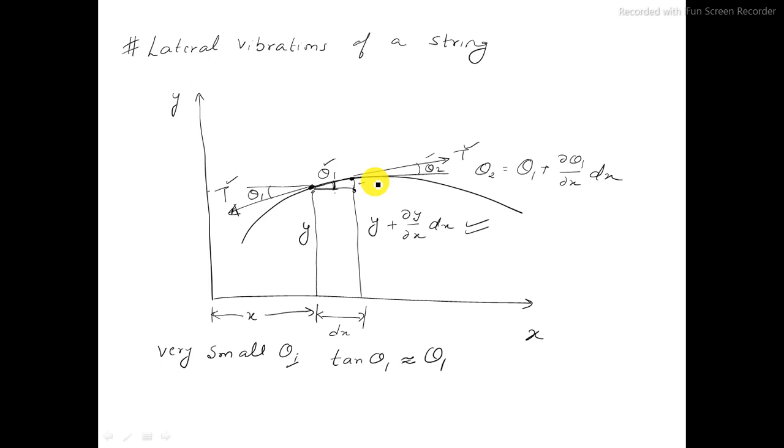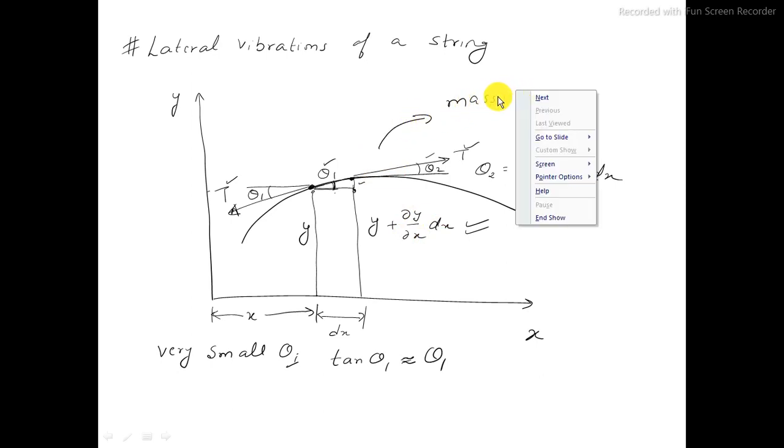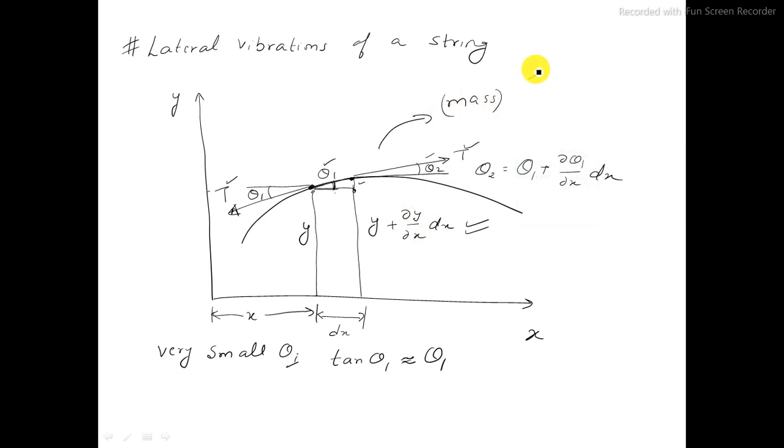So these are some assumptions. Also we will take the mass of the string as rho per unit length. Rho per unit length will be the mass of the string. We will assume that for 1 unit of length the mass of the string is rho. So these are the basic things first of all to start the derivation, and then we will go for further analysis.